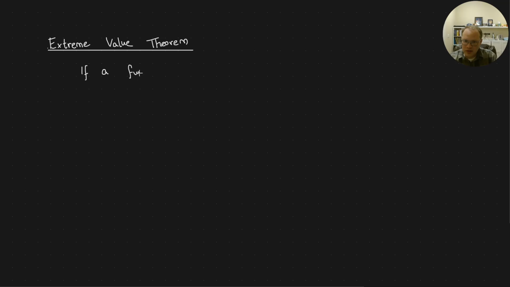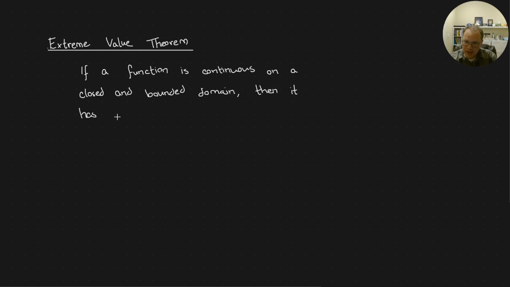if a function is continuous on a closed and bounded domain, then it has an absolute maximum and an absolute minimum on that domain.